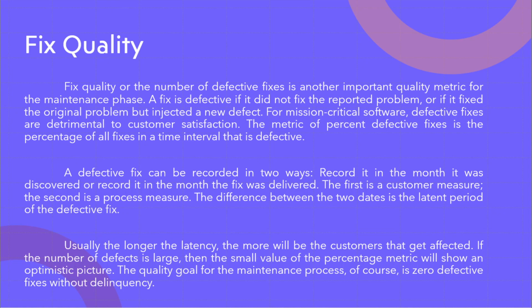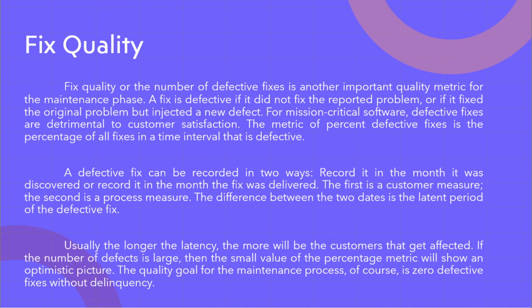A defective fix can be recorded in two ways: recorded in the month it was discovered, or recorded in the month the fix was delivered. The first is a customer measure. The second is a process measure, where you record it in the month where it was fixed. The difference between two dates is the latent period of the defective fix. Usually, the longer the latency, the more customers get affected.